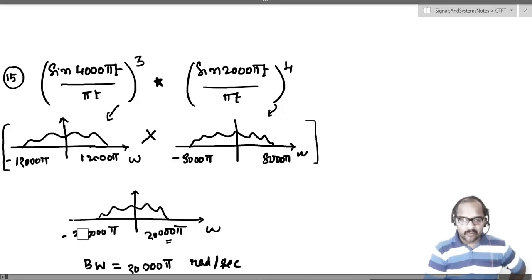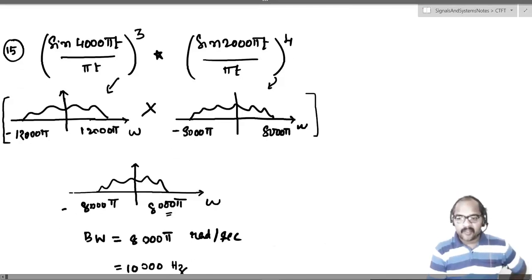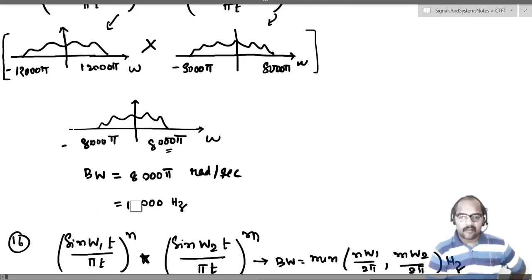If you multiply these two, the overall product exists from where to where? Minus 8,000 pi to plus 8,000 pi. Why? This one exists from minus 12,000 pi to plus 12,000 pi, and this one will exist from minus 8,000 pi to plus 8,000 pi. So the product will exist from minus 8,000 pi to plus 8,000 pi. So what will happen to the bandwidth then? Bandwidth would be 8,000 pi radians per second, or in terms of hertz, 4,000 hertz.